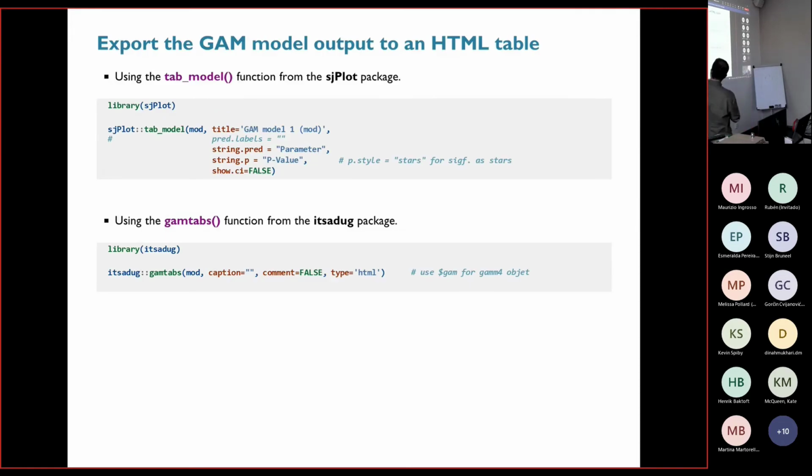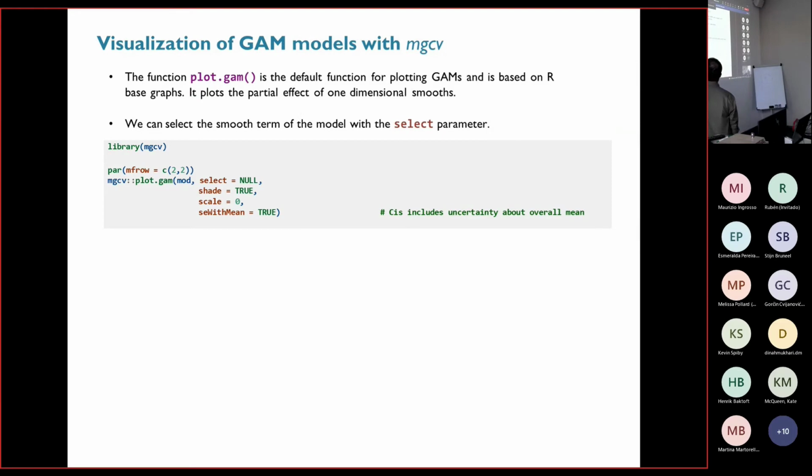Some tools that are useful when analyzing and visualizing the models are these two libraries, itsadug and cSkew plot, and functions like gamtabs that you have probably used before, which you can export in HTML tables or other formats also. This is just a suggestion you can use. So let's start with visualizing GAM models with the package mgcv.